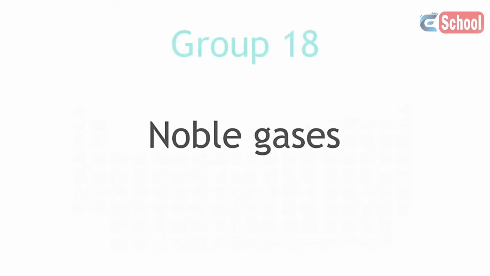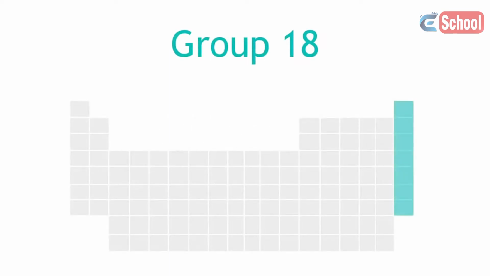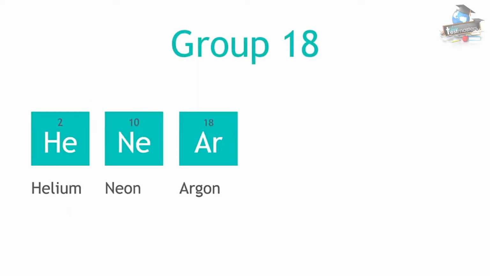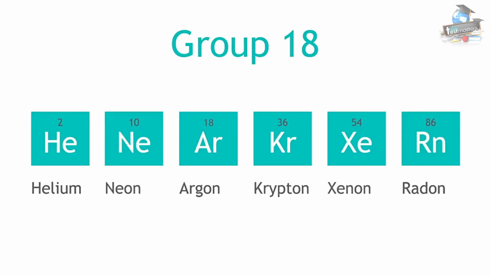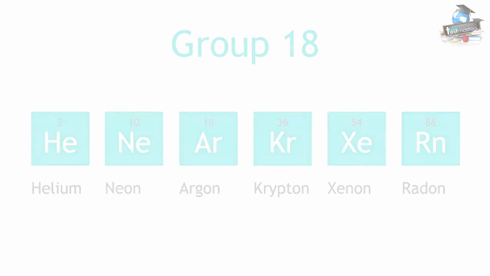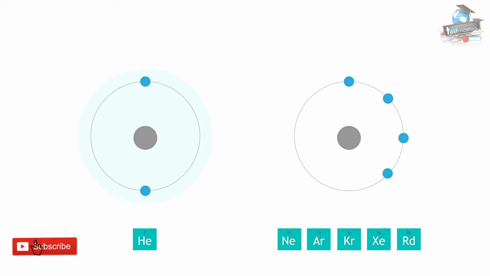The noble gases are the group 18 elements: helium, neon, argon, krypton, xenon, and radon. These elements are notable for having a full valence shell of electrons. Helium has 2 valence electrons, whereas the other noble gases each have 8 valence electrons. The noble gases all have full valence shells, which makes them very stable elements.